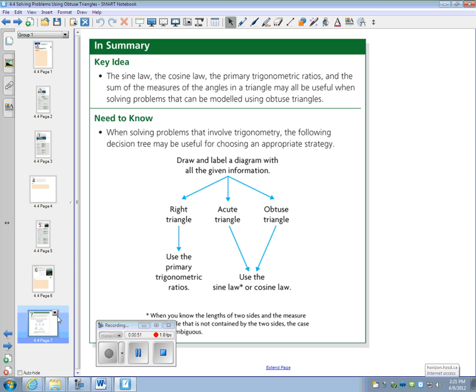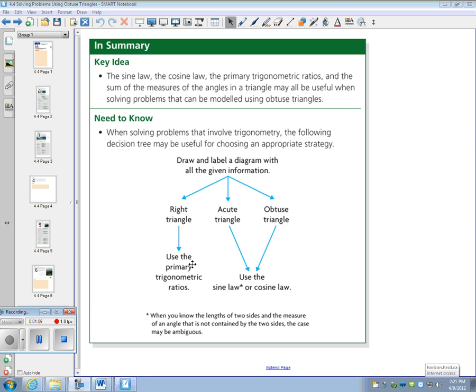So when solving it, the following tree may be useful. First of all, you always need to draw and label a diagram with all the given information. Then, if it is a right triangle, you're going to use the primary trig ratios. You're going to use sine, cos, and tan, and you're going to solve that triangle. If it's an acute triangle, if every single angle is less than 90, or an obtuse triangle, you're going to use the sine law or the cosine law.